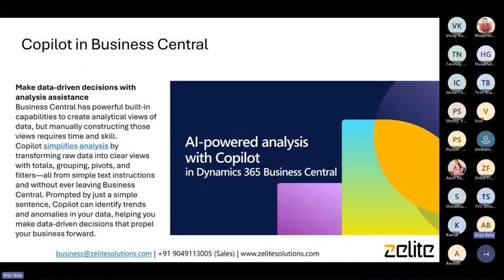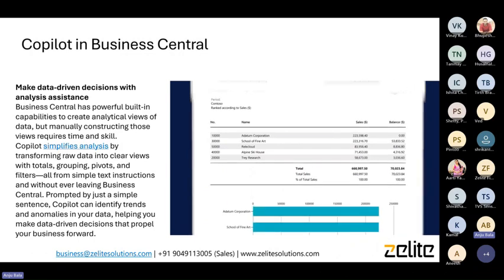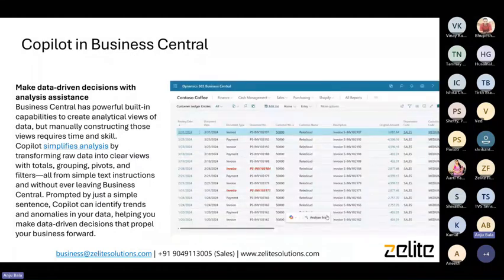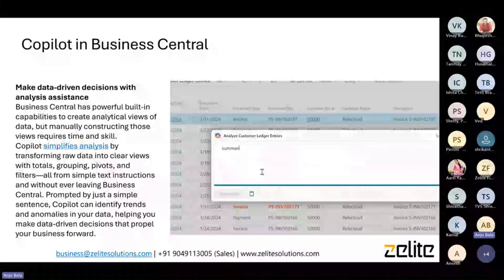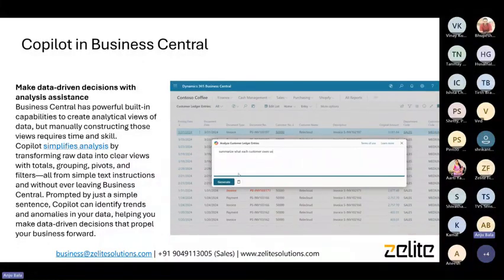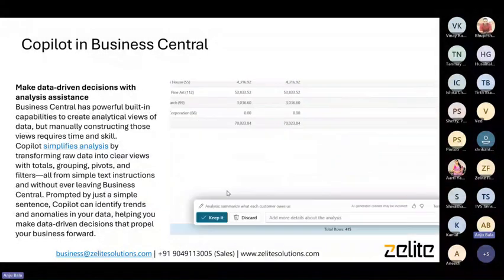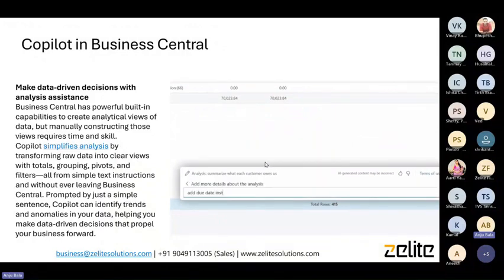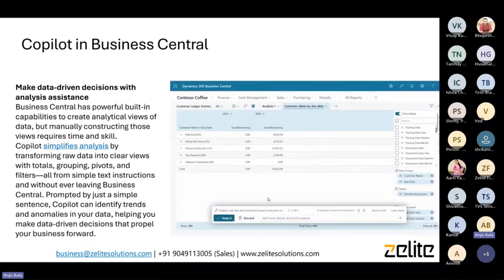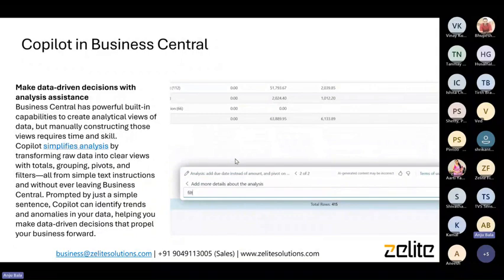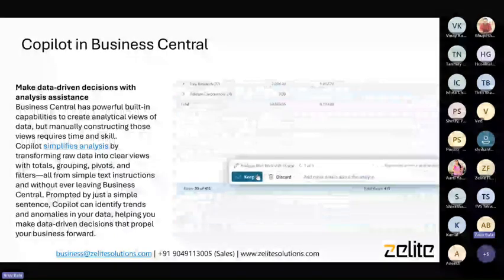Microsoft Dynamics 365 Business Central has powerful built-in capabilities to analyze and report on data, but finding the insights you need takes time. Copilot simplifies analysis by transforming raw data into insightful summaries using next-generation AI. Just describe what you need, and Copilot creates totals, pivots, and filters to help you find the information you're looking for. Now you can easily explore trends and outliers without ever leaving Business Central. And it's available for most Business Central data, even your customizations, so everyone in your organization can get to insights faster. Make data-driven decisions that propel your business forward with Copilot in Business Central.